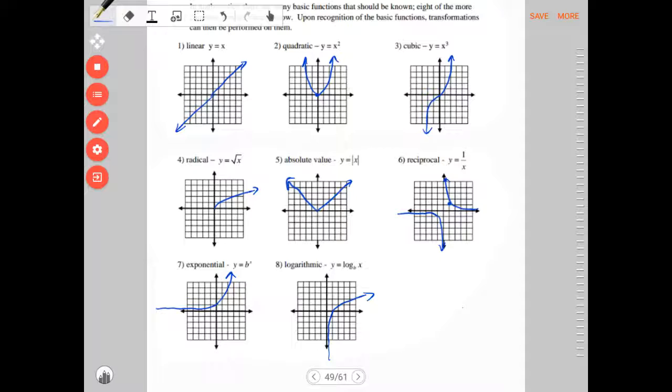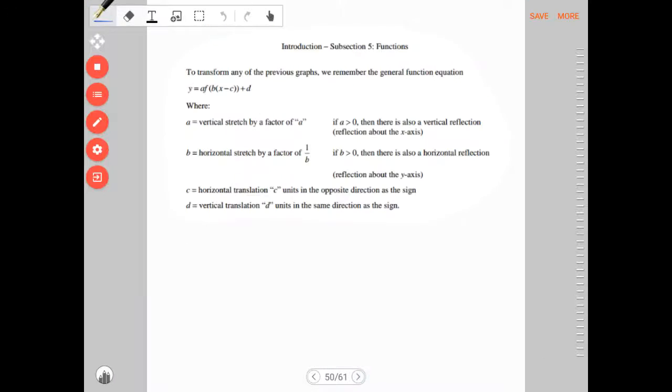So if we know those basic shapes, then the next parts are going to be quite a bit easier. To transform any of the previous graphs, we remember the general function equation. So that's this guy here: y equals a f of b times (x minus c), plus d.